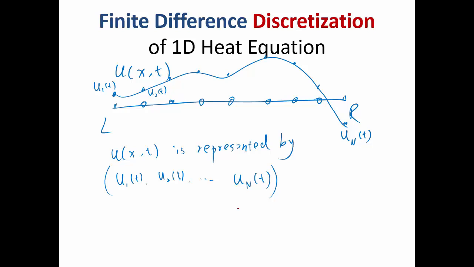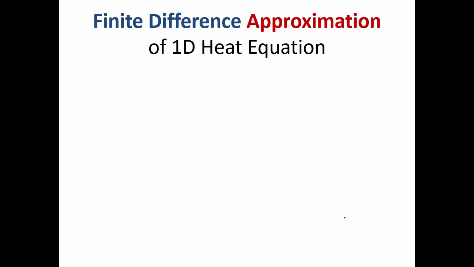And next, how do we get rid of the partial derivative? How do we derive du1 dt equal to what? du2 dt equal to what? Etc. If we can derive these, we know how to solve this using methods of ordinary differential equations, right? So this is the job of finite difference approximation.